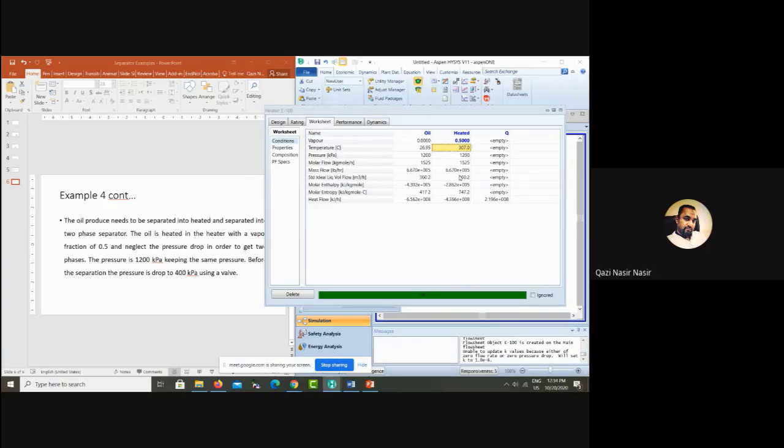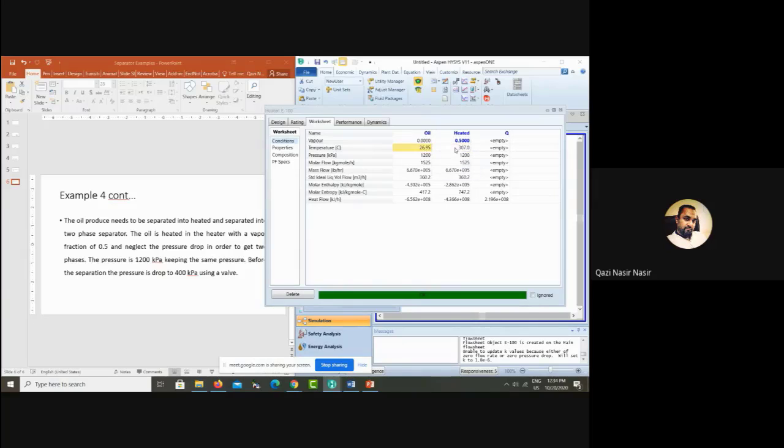When you press enter, you can see here, using the same information, they will calculate the temperature for us, which is 307. So the heater is increasing the temperature from 26.95 to 307 degrees Celsius.